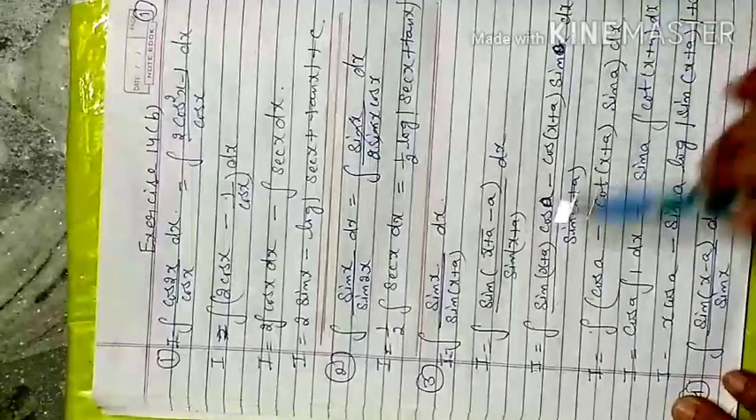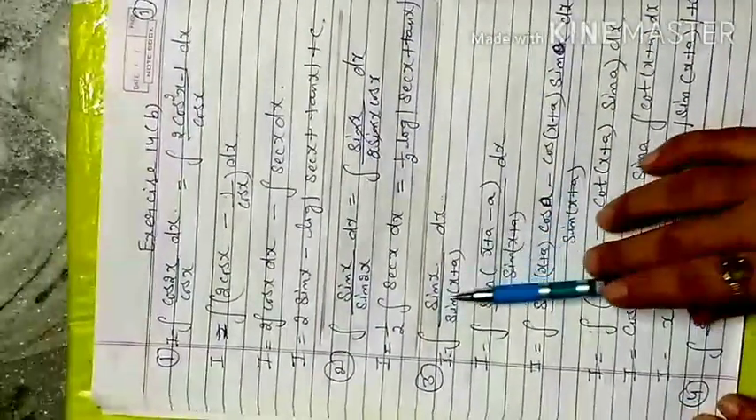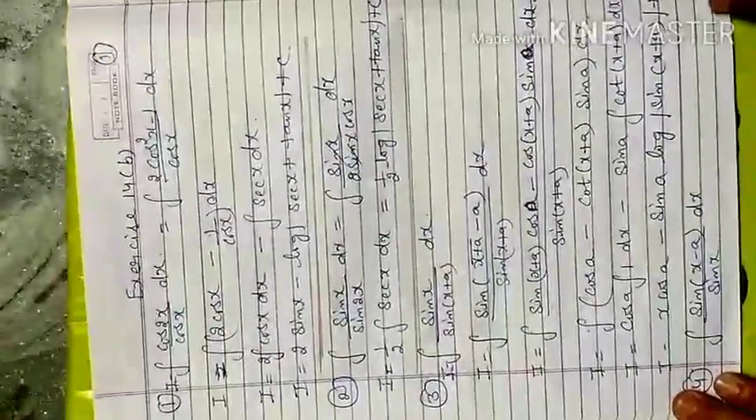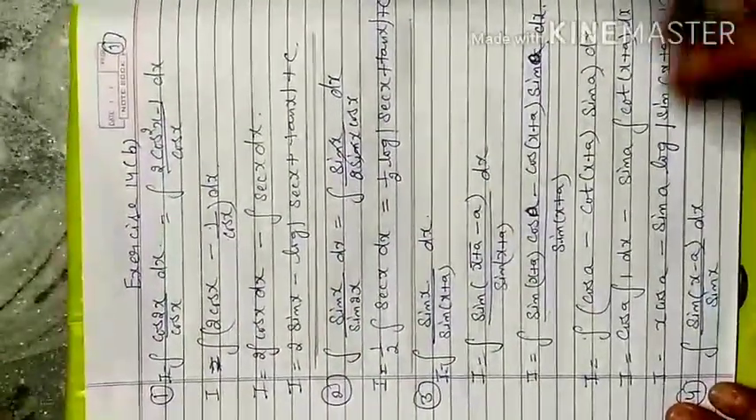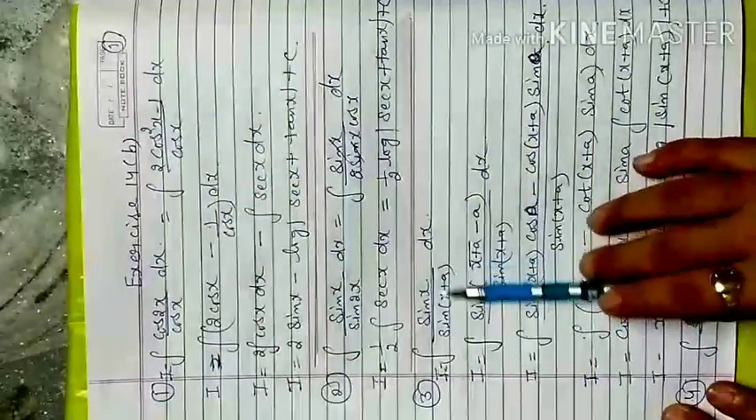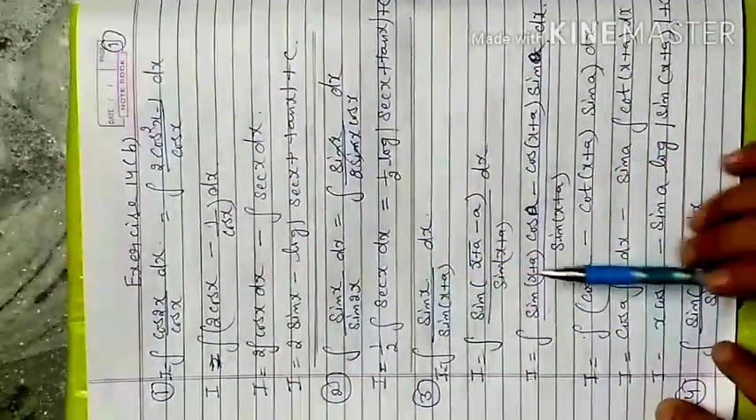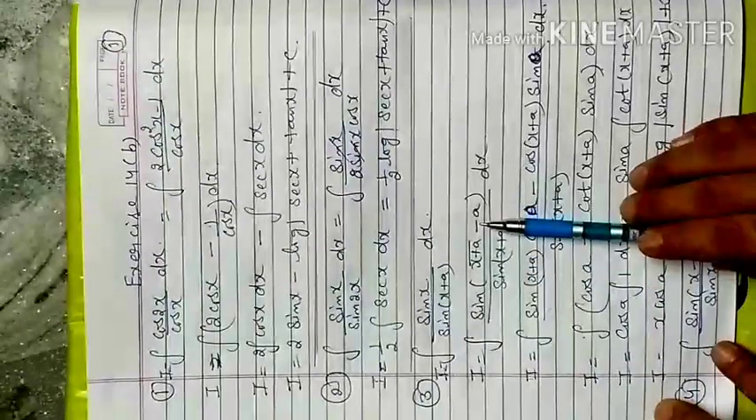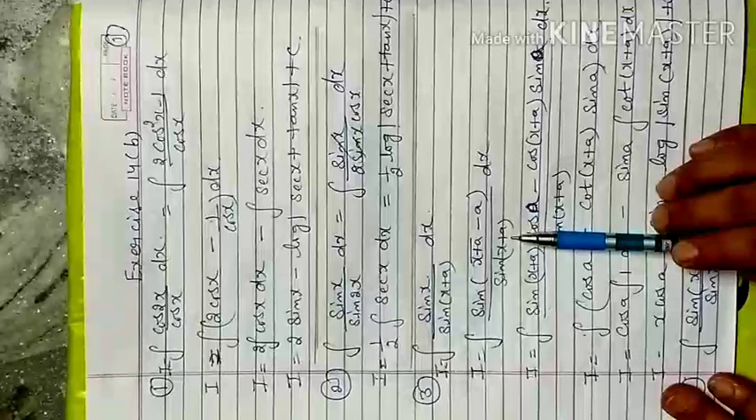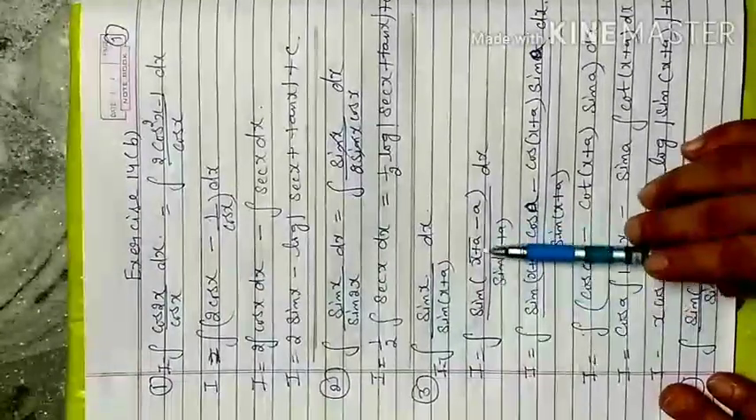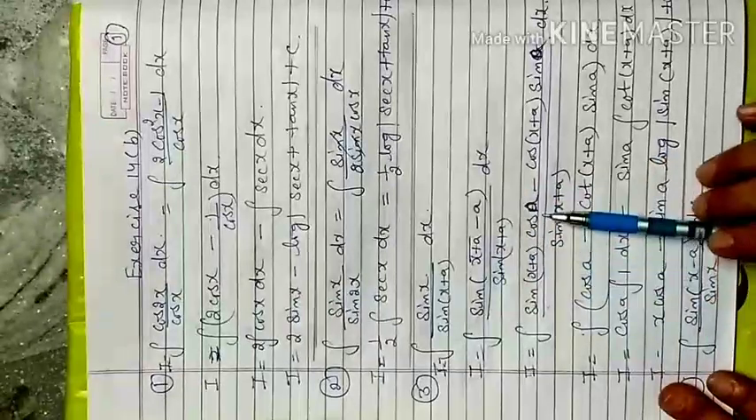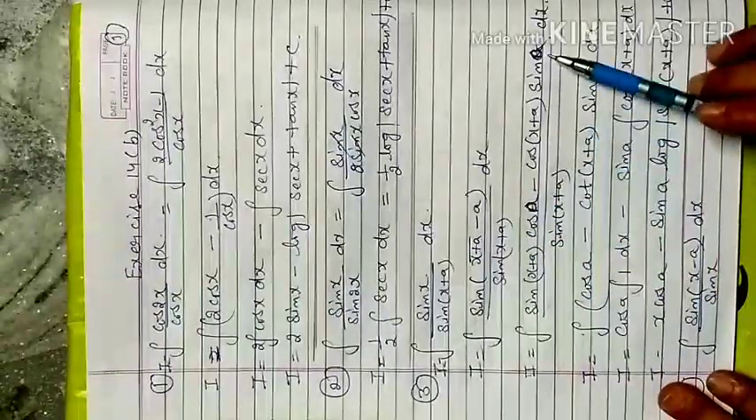Next is your third question, sin x plus a by sin x plus a. So first we adjust this angle in the numerator, x plus a minus a, then sin x plus a as it is in the denominator. Now arrange the formula here. Sin a minus b is sin a cos b minus cos a sin b.